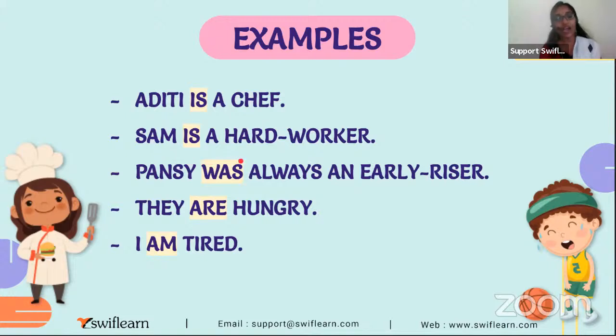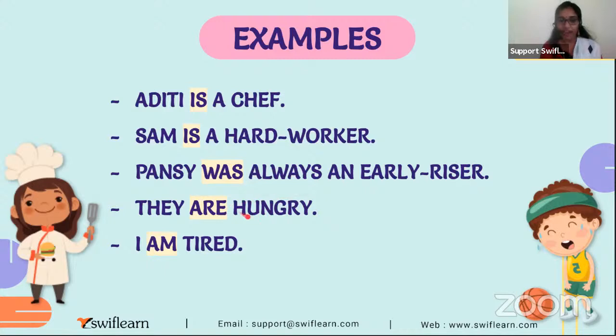Sam is a hard worker. Sam is a person who does hard work, so Sam is a single person. He's only one person, and so we use is. The state of being verb which we use here is again is. And Pansy was always an early riser. So was always. It happened in the past maybe, so that's why we are using the state of being verb was.